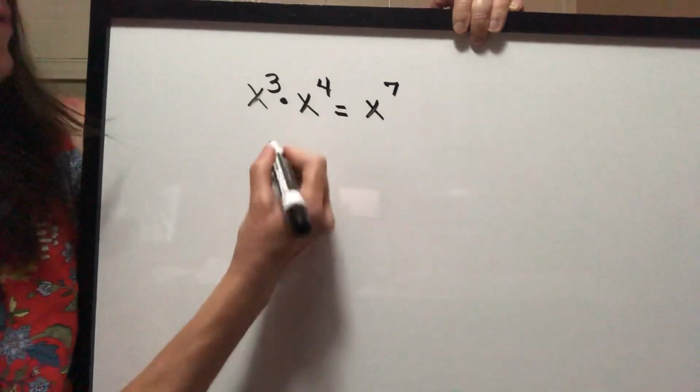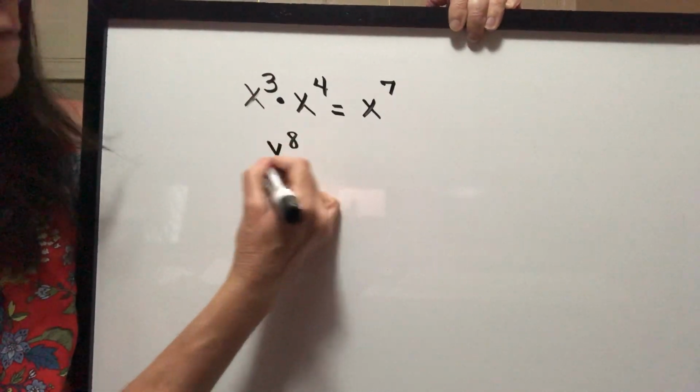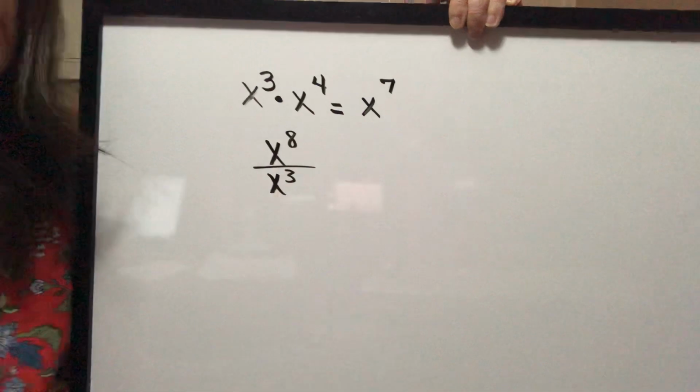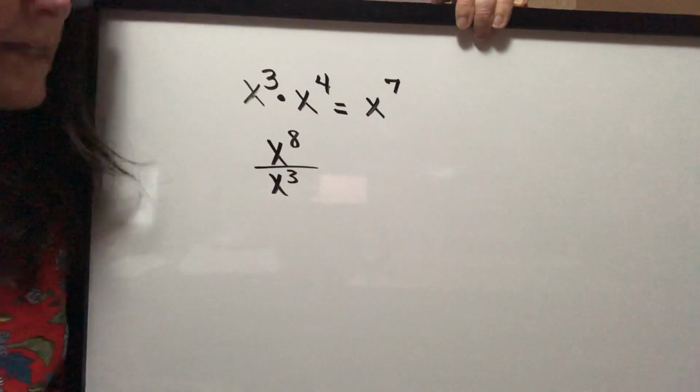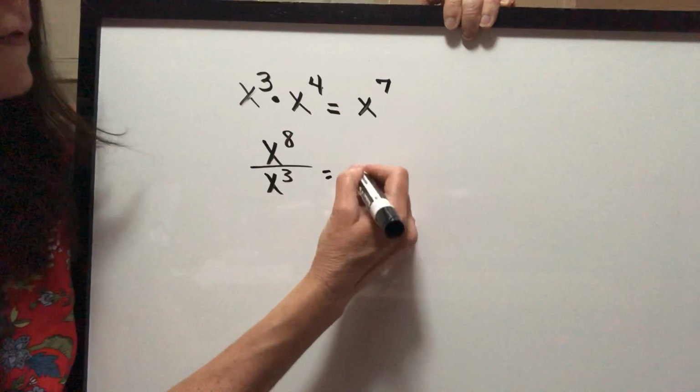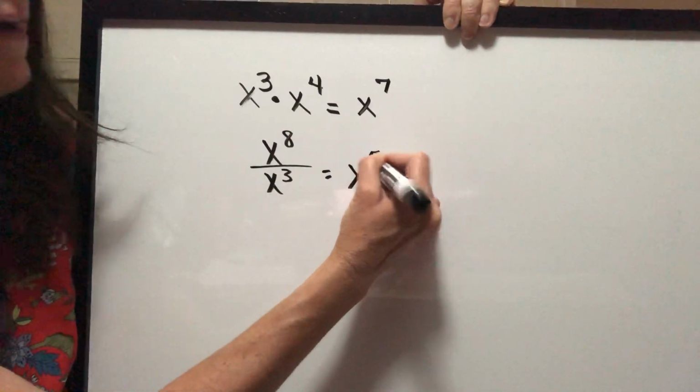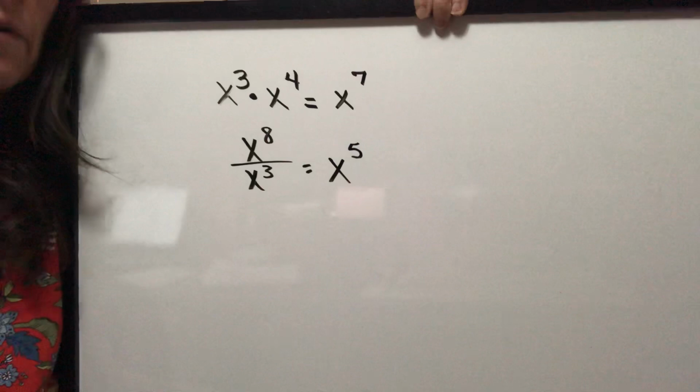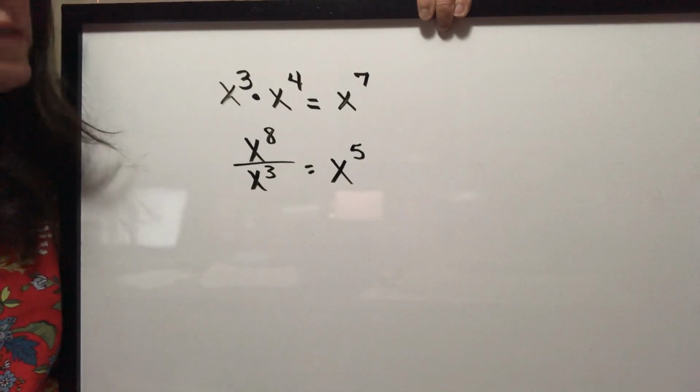So another thing you learned is if you are dividing and you have powers, so say you had to divide 8x to the 8th divided by x cubed, the rule is to subtract the exponents. So 8 minus 3 would be 5. So that's called the division rule for exponents.